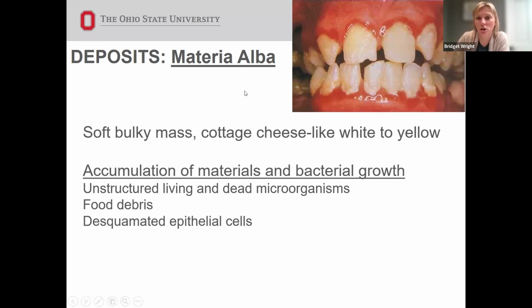You can see in this picture all along the gingival margin, filling this space in between these lower incisors. But it is an accumulation of materials and bacterial growth, unstructured living and dead microorganisms. These are not things that just appeared today. It is something that has been growing and breeding day after day on the patient's teeth.